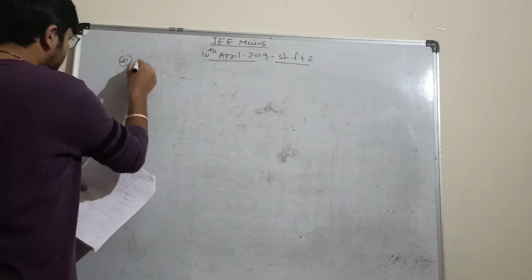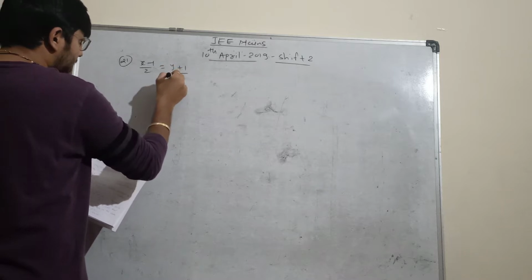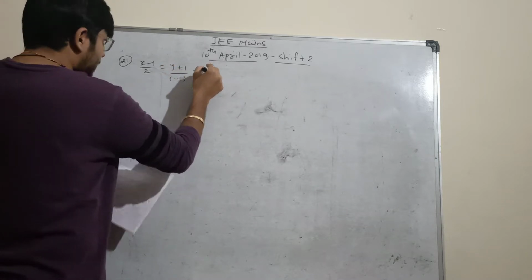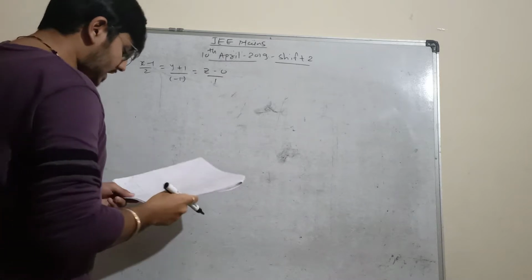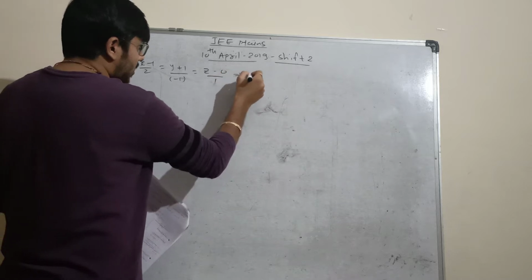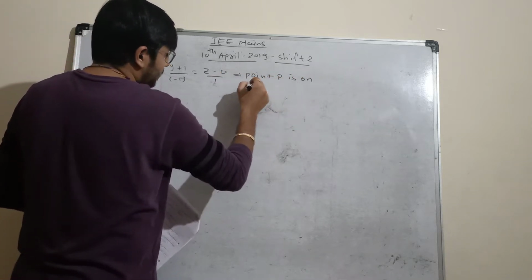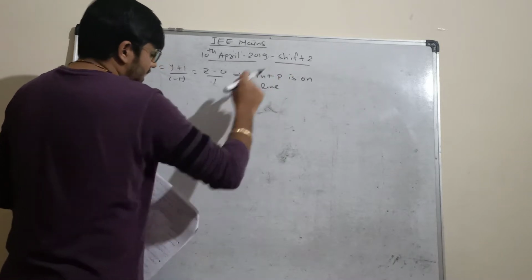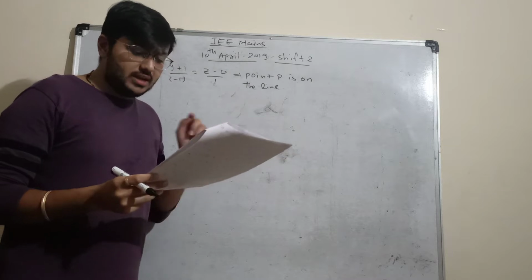A line is given to us: (x minus 1)/2 equals (y plus 1)/(minus 1) equals (z minus 0)/1. One of the points is given on this line. Let's say the point P is on the line, and from this point P a perpendicular is drawn to the plane.